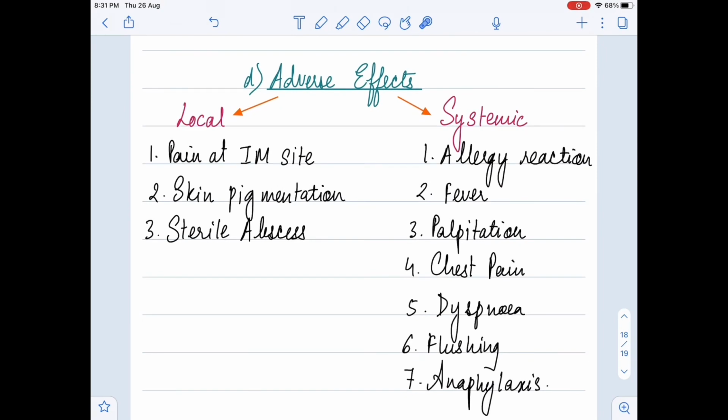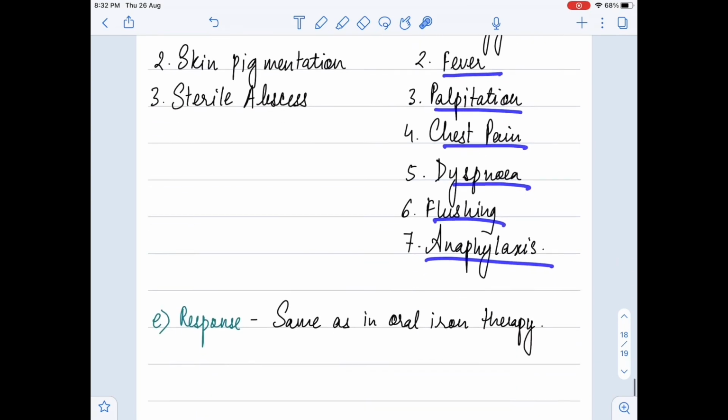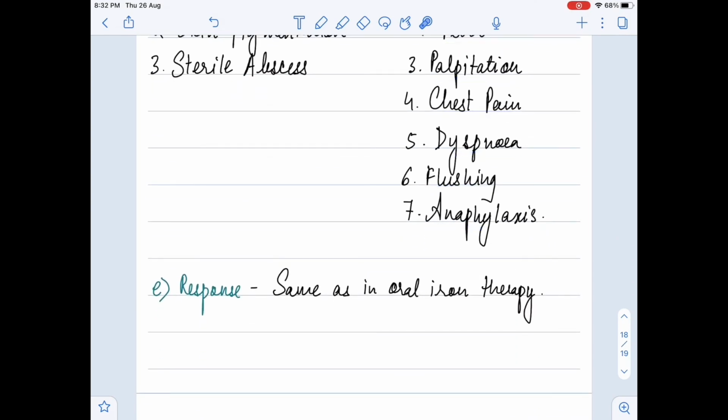Every medication always has an adverse effect. So what are the adverse effects of the parenteral medication? There can be local or they can be systemic. The local can be pain at the IM site, there can be skin pigmentation, or there can be sterile abscess. Whereas in systemic, there can be allergic reaction due to IV, then the patient may complain of fever, palpitation, chest pain, dyspnea, flushing and anaphylaxis. The response will be the same as in oral iron therapy.